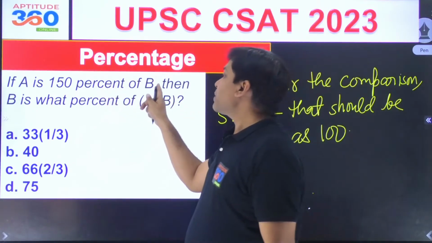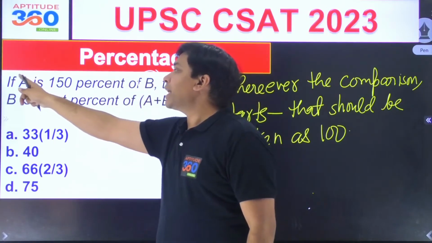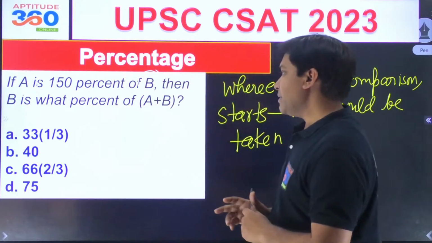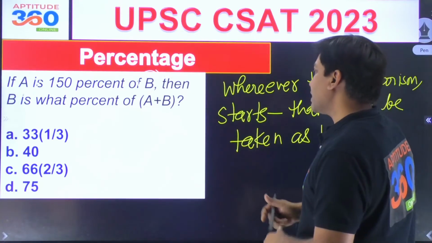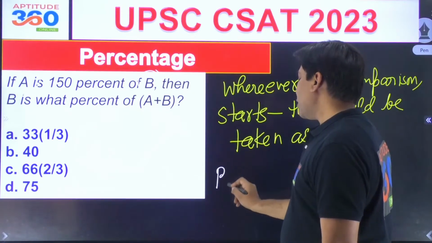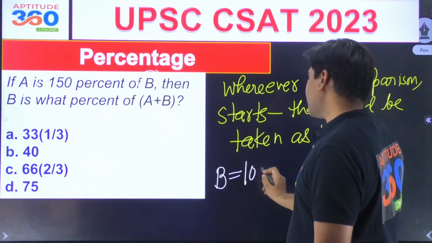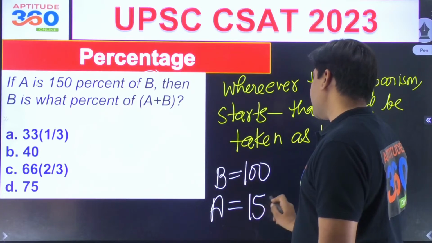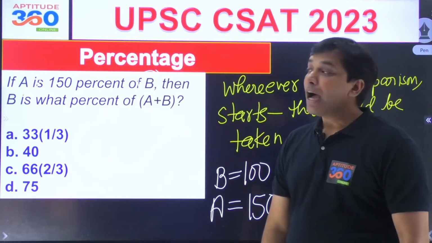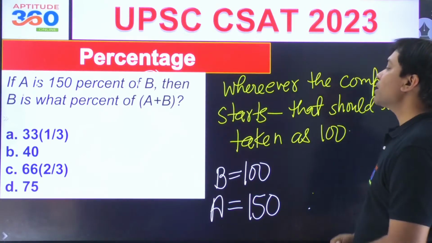A is 150% of B. So आप कर क्या लो? A is getting compared with B. आपने A को B से कंपेयर किया तो मैं कह रहा हूं B को 100 ले लो भाई. B को ले लो 100. तो A कितना होगा? A is going to be 150% of B. अब प्रॉब्लम आपसे क्या पूछ रहा है? B is what percent of A plus B?